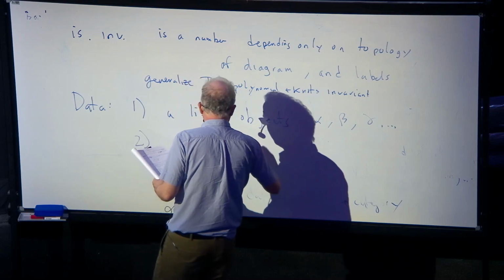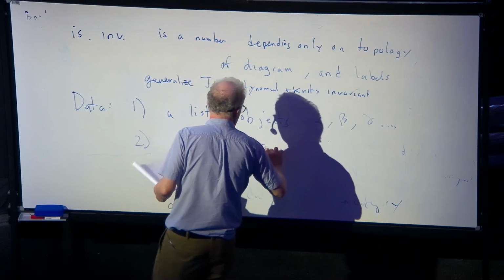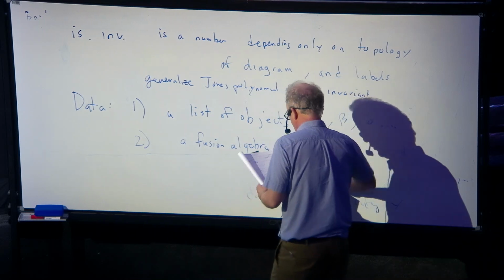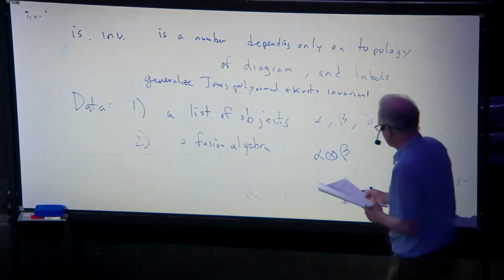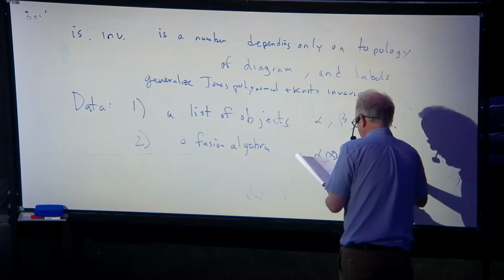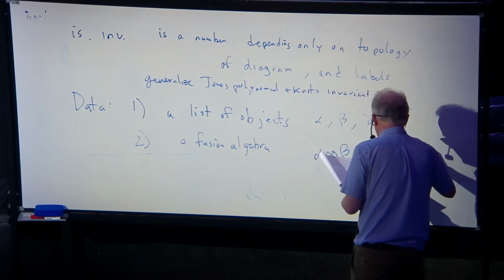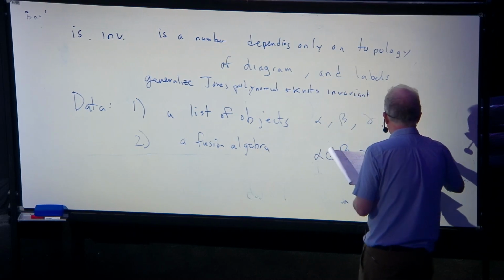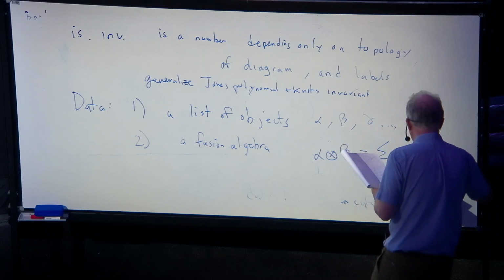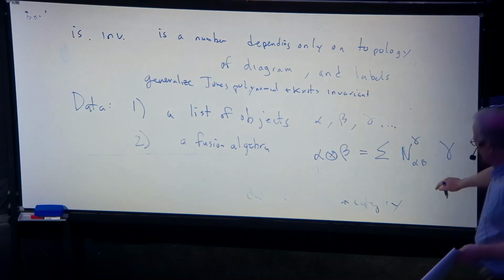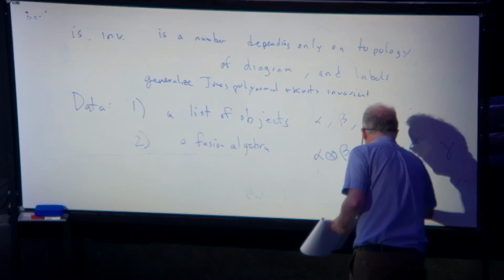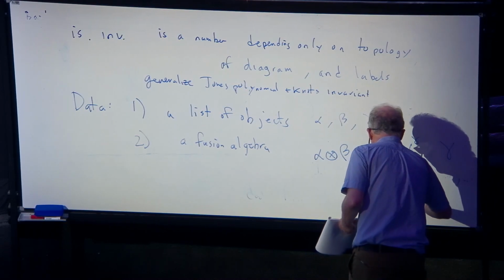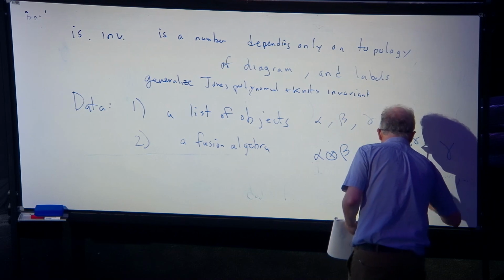And then you have these objects, and you have a fusion algebra, which says you take these objects, and you can tensor them with each other. And then you get a sum over other objects times some numbers times the object gamma. What these things are, these are numbers, these are non-negative integers.